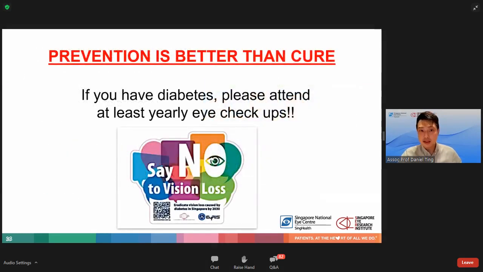So this is my last slide. Prevention is better than cure. I know I've mentioned this more than 10 times in my lecture, but I hope this just gives you a heads up about some of the types of diabetes that we are seeing, and how diabetes can affect the eye.